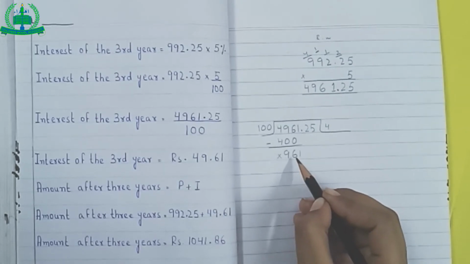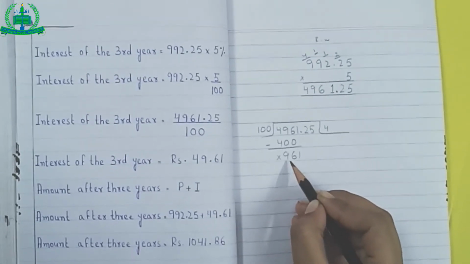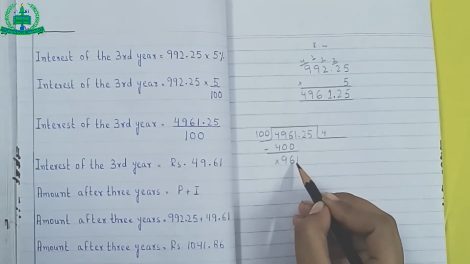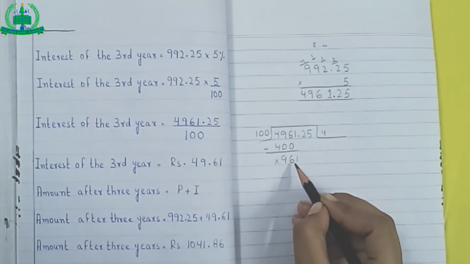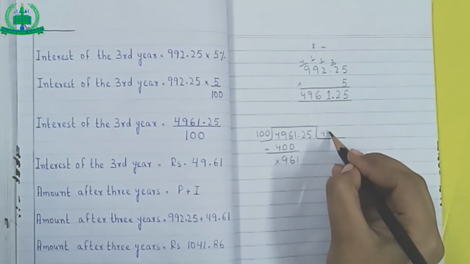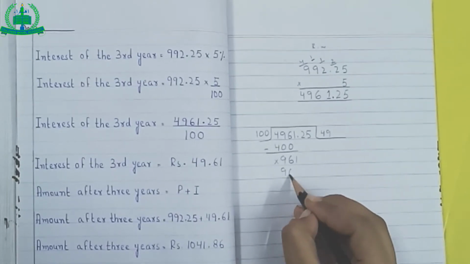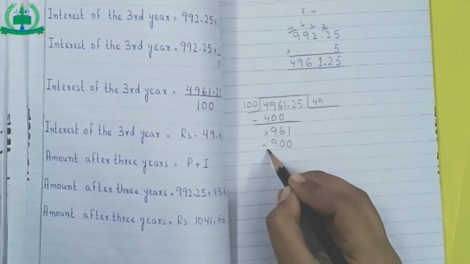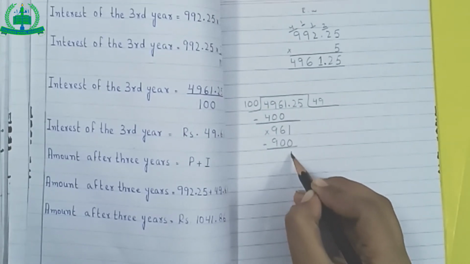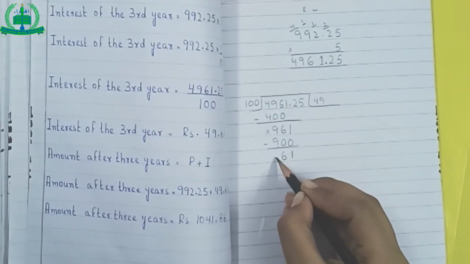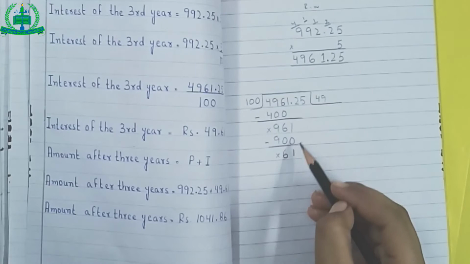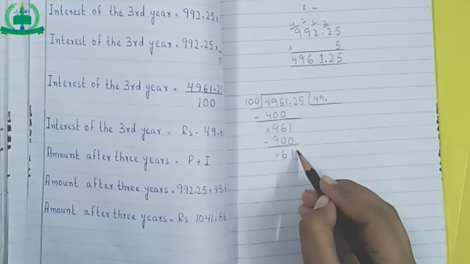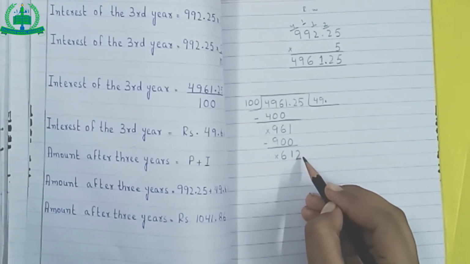100 ones are 100, 100 twos are 200, up to 100 nines are 900. 900 minus 1 minus 0, 1, 6 minus 0, 6, 9 minus 9, cross. We cannot bring down the decimal, so we copy decimal as it is. Bring 2 down with 61 and it becomes 612.